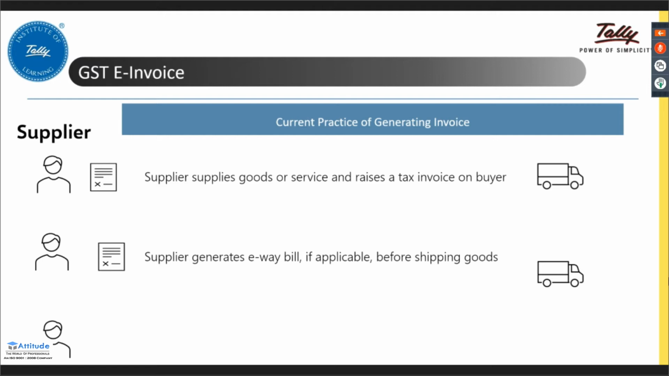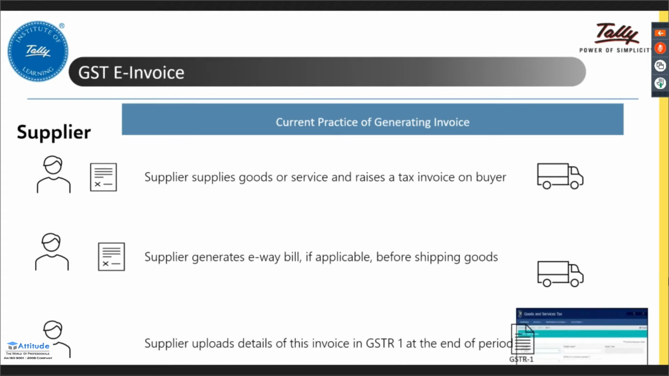In case of intrastate, it is not mandatory to generate an e-way bill, but we can still generate one. Under the current practice, after issuing the tax invoice, the supplier will generate the e-way bill before shipping the goods, and then he will ship the goods, correct?